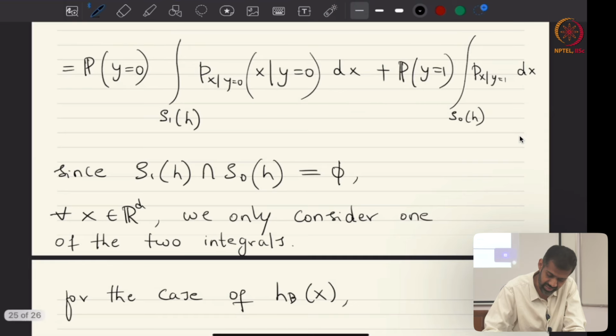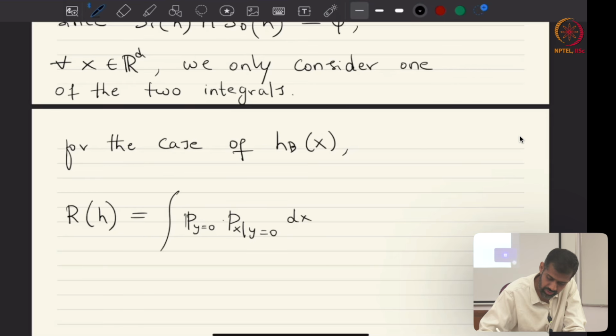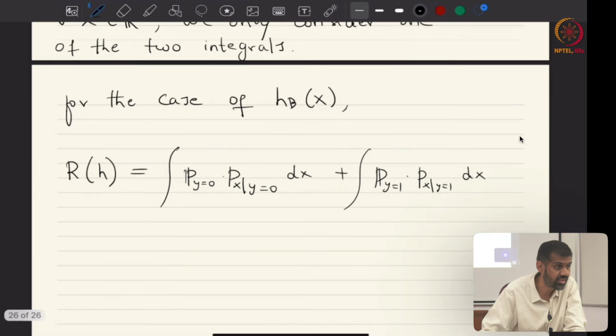So let me write this so that it is clear. This R of h is given by the integral of P of y equal to 0 times, sorry, it's the density, right? P of x given y equal to 0, plus the corresponding term for class 1. Okay, this is what we have, right? This is the risk now.